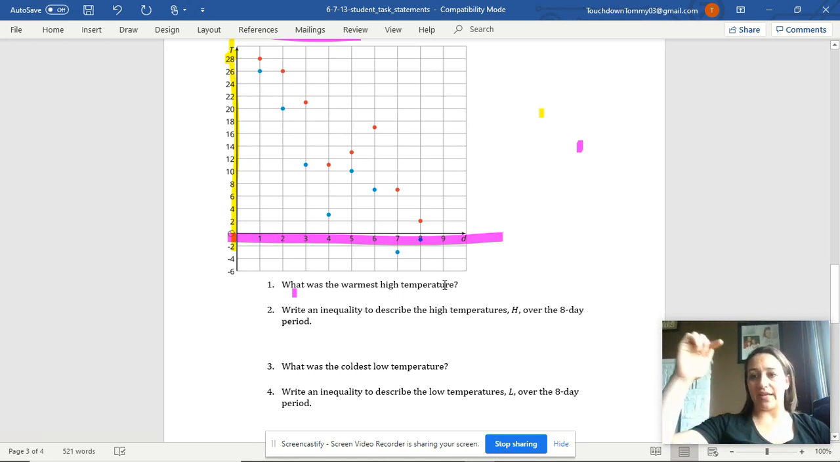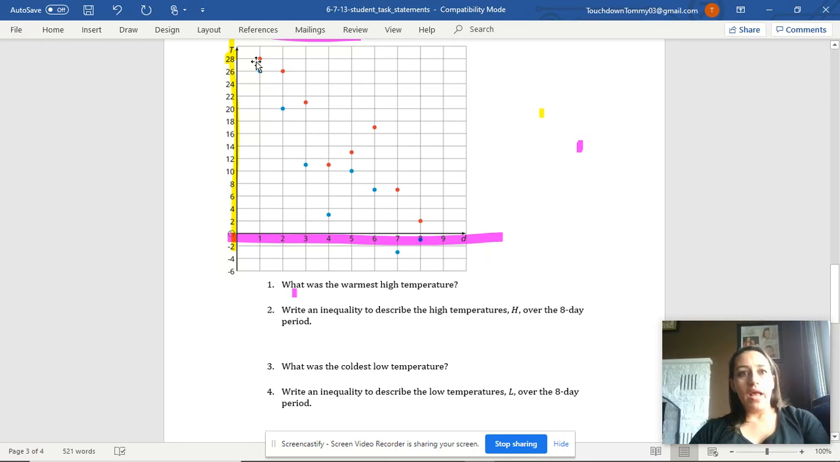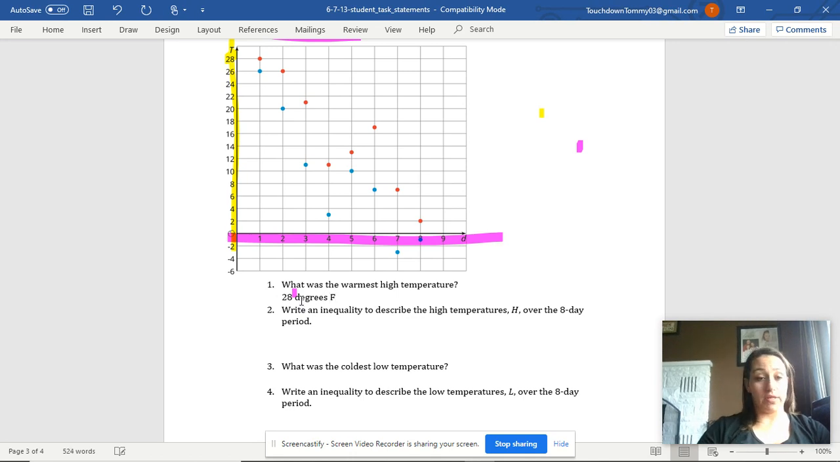So we want the warmest high temperature. So we're looking at the highest red dot, the warm one. And it looks to me like that very first dot here is the highest one, the warmest one. And that dot is on day 1, but the question doesn't ask what day. It asks what was the temperature, which was 28. Ooh, that's not very warm. So what was the warmest high temperature? 28 degrees Fahrenheit. If I want to make a full sentence, I could say 28 degrees was the warmest temperature.